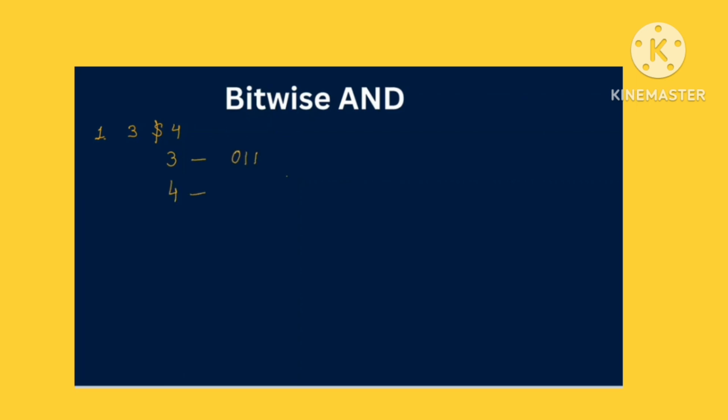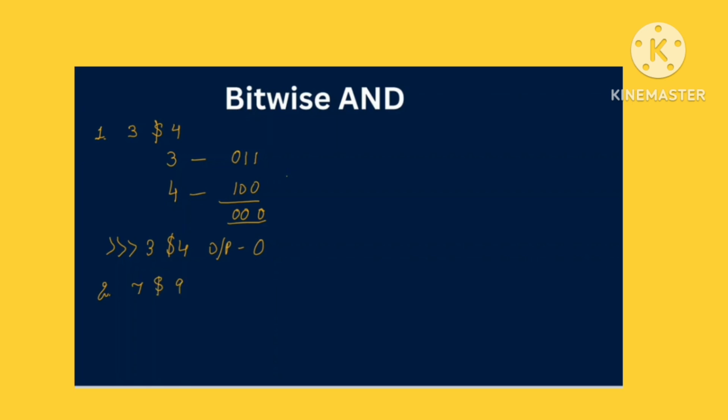First we have to write the binary number of 3, that is 0 1 1, and the binary number of 4, that is 1 0 0, and then we perform the AND operation on the individual bits. 1 and 0 is 0, 1 and 0 again 0, 0 and 1 is 0. So already we have solved the AND truth table in Boolean algebra.